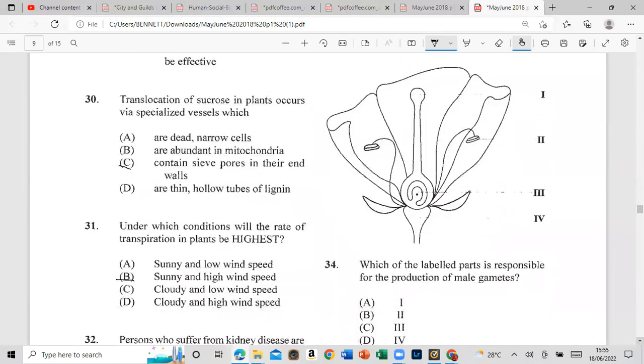Which labeled part is responsible for the production of the male gametes? Is it 1, 2, 3, or 4? So that would be 2, so that's B. Let's move on to 35.